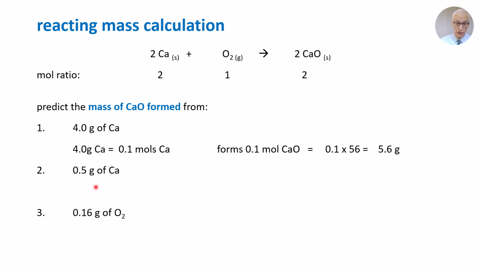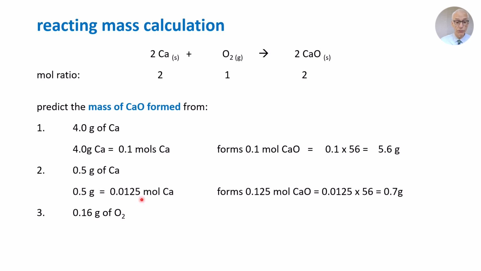Okay, so I'm going to reveal. I'm going to convert 0.5 grams into a number of moles by dividing by 40. And then I predict using the reacting mole ratio, 0.125 moles of calcium oxide. And then I achieve the mass of calcium oxide by multiplying the number of moles times the relative formula mass. 56 comes to 0.7 grams. I hope you got that. If you didn't, try number 3 again. Otherwise, I'm going to reveal now.